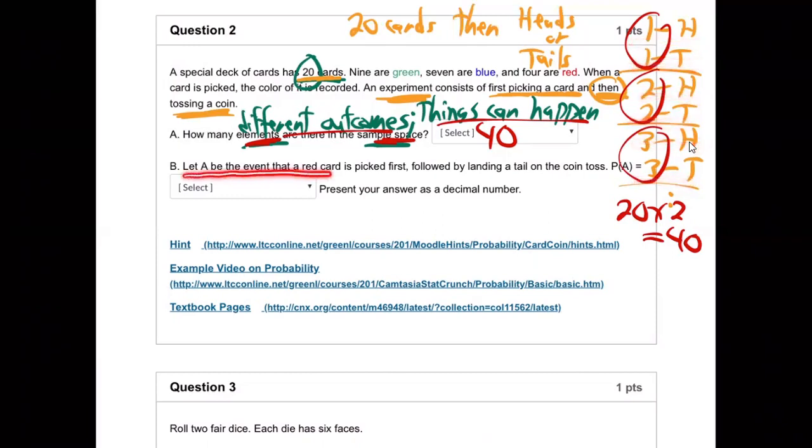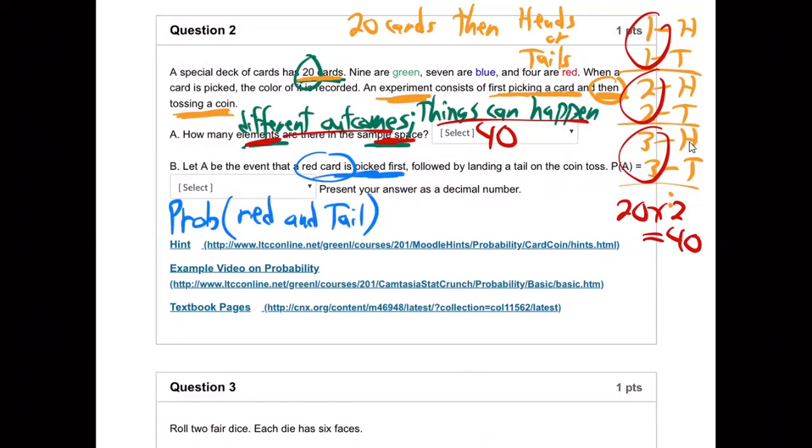Now, let A be the event that a red card is picked first, followed by landing a tail on the coin. So what's the chance of that? So they're saying, what's the probability? Let me write it down here for us. What's the probability of getting a red card and a tail on the coin flip? Does that make sense? Red card first, followed by a tail. What's the chance of that?